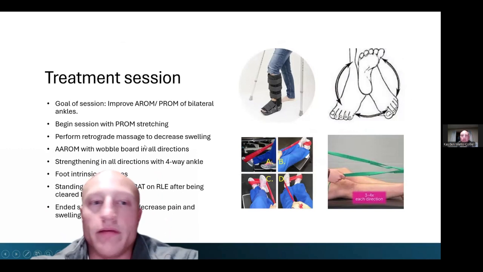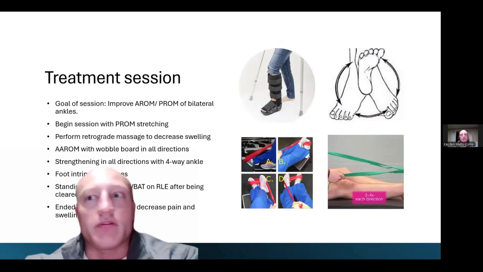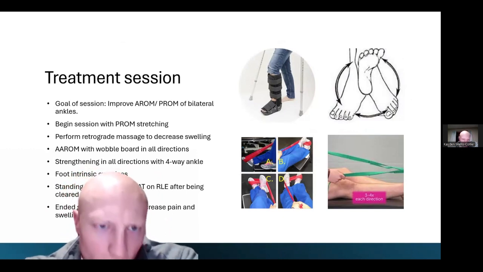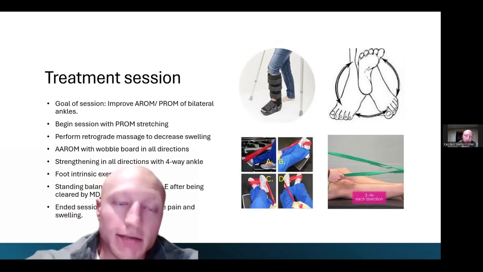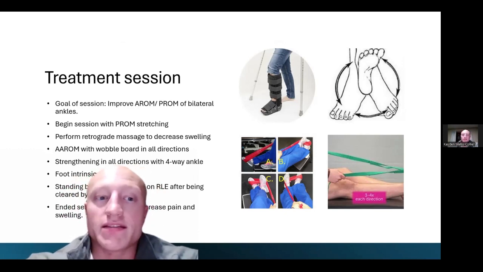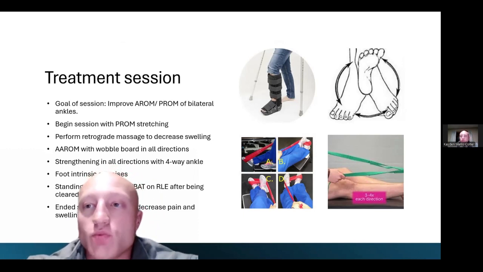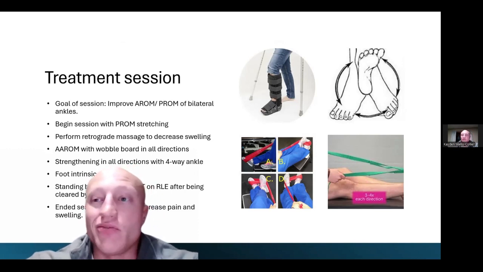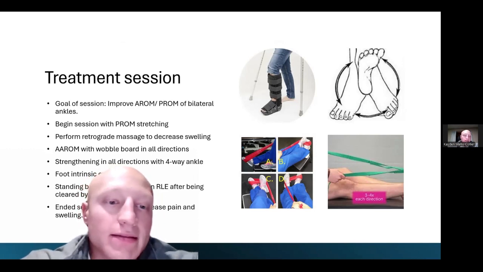Perfect. So what does a common treatment session look like? The goal of most treatment sessions, unless they came in with super bad swelling, was just trying to get everything calmed down a little bit, basically to improve active and passive range of motion on bilateral ankles. So usually we begin the session with some passive range of motion stretching in all directions, as well as usually performing a retrograde massage to try and decrease swelling and get it up and out of the ankle as much as possible. Swelling was a big issue in this case.